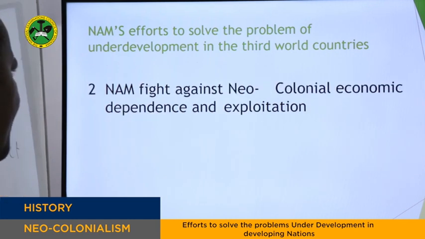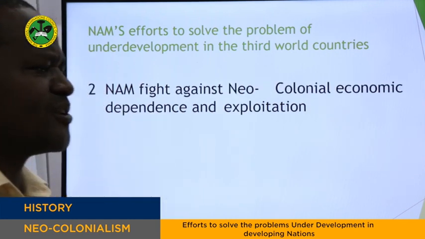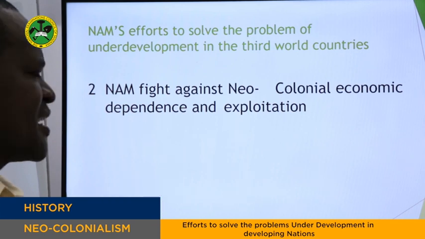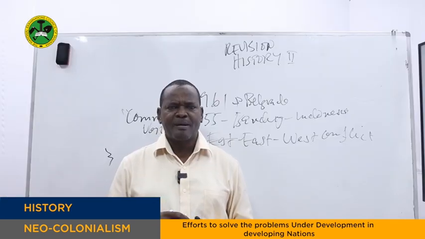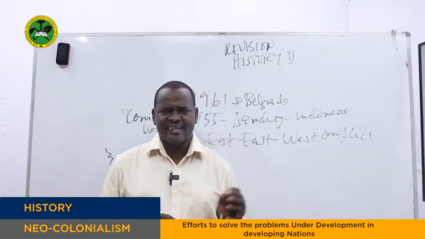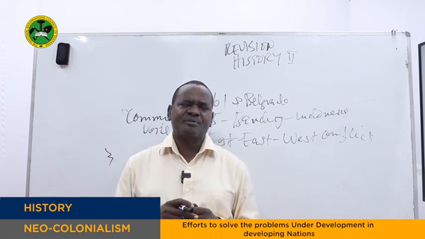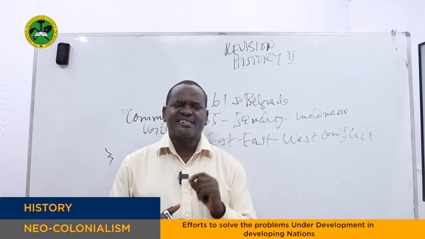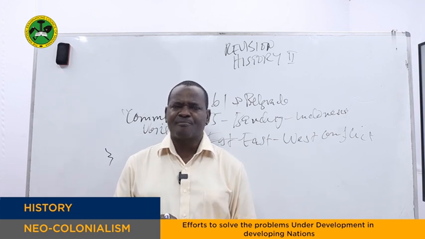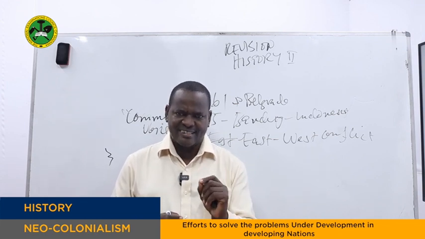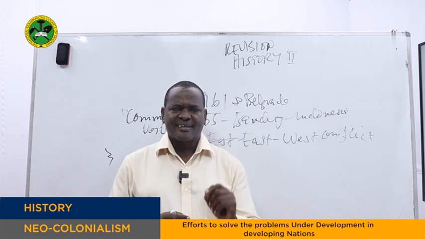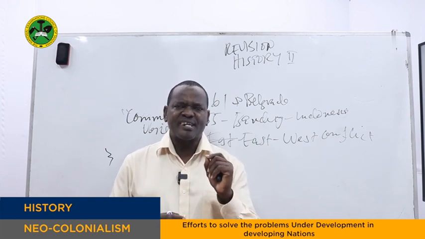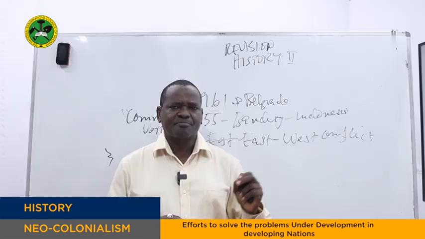The second is that NAM fought against neocolonialism, neo-economic dependence and exploitation. Remember, we said earlier in this topic that among the things which contributed much to the underdevelopment of the third world countries is neocolonialism. So the non-aligned movement dedicated itself to fighting against neocolonialism, neo-economic dependence, and exploitation.